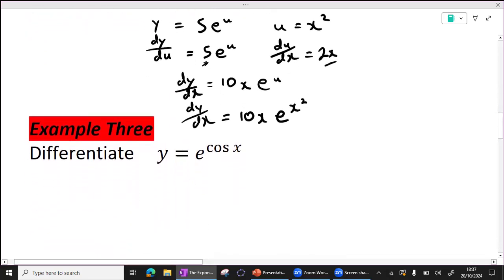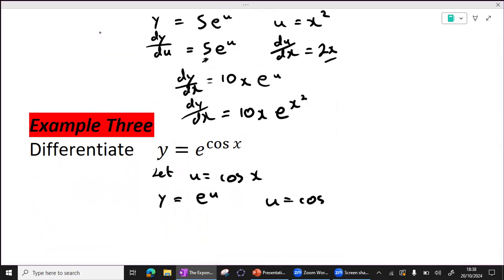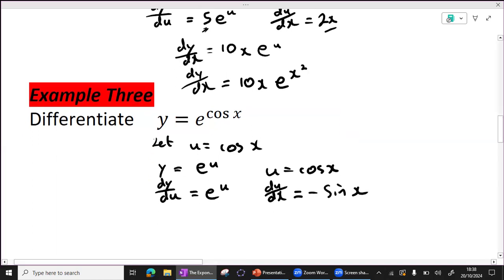Okay, let's look at another one. So I let u equals cos x. So y is equal to e to the u, and u is cos x. So if I do dy/du, I simply get e to the power of u again. du/dx, so on page 25, I can see cos becomes minus sine x. And now I multiply the two together to get dy/dx.